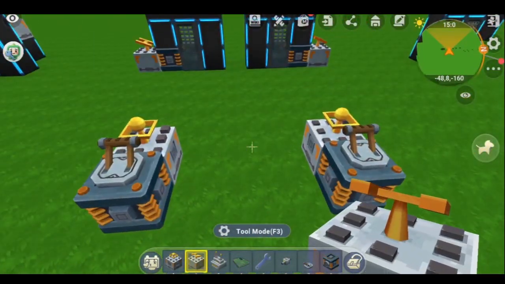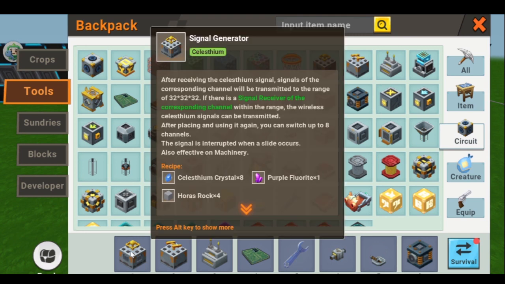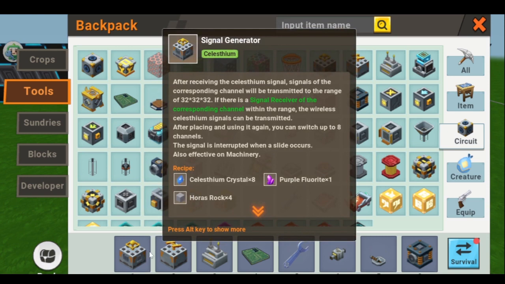So this is really important. This system is composed basically of two different blocks. The first one is the signal generator. It's the block that, when it's activated, is going to send signals to a radius of 32 blocks, meaning that if you have any receiver block within 32 blocks, it's going to activate it, okay? Once it receives energy, it's going to send wireless signals.